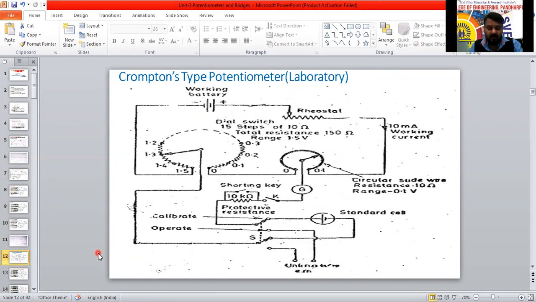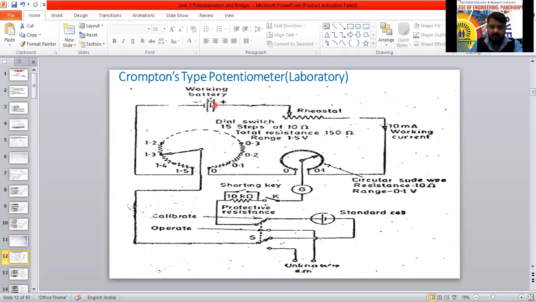This is actually the laboratory model or laboratory circuit, which Crompton has derived. We are going to call it the Crompton type potentiometer here. See here, the working battery we are using.